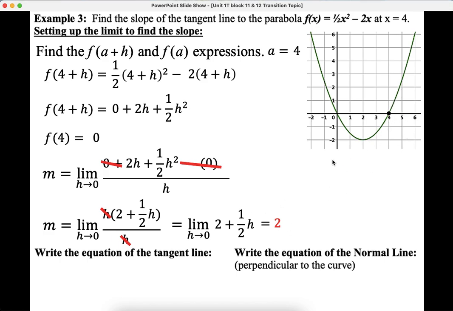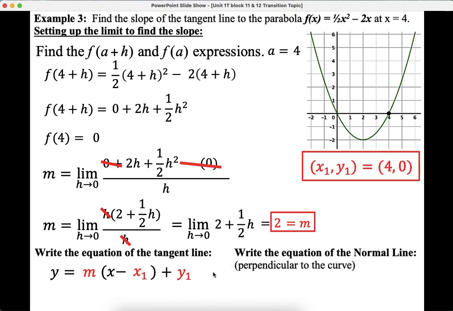So that means I can draw this tangent line, and I can go over 1, up 2, and draw that line in there. We're going to have a point right at that intersection right there. Okay, so we have our x1, y1. If we plug in 4, we get 0, right? We can read that right off the graph too, right? 4 comma 0. We have our slope.